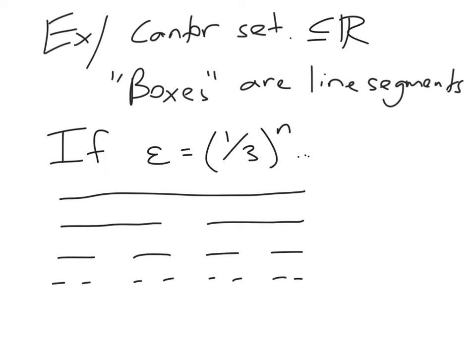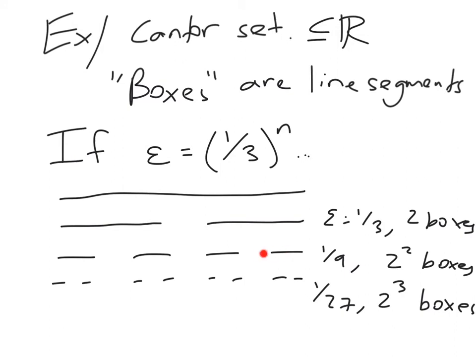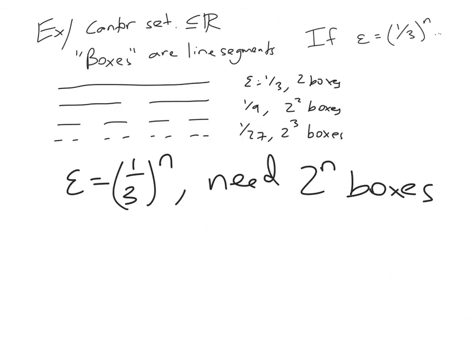If epsilon is 1/3, we would need 2 boxes. And if epsilon were 1/9, all the points in the Cantor set fall within these intervals that are still there, and so we would need 2 squared boxes. And if it were 1/27, we would need 2 cubed boxes, and so on. If it's 1 over 3 to the n, we need 2 to the n boxes. Now let's figure out our box dimension based on this.